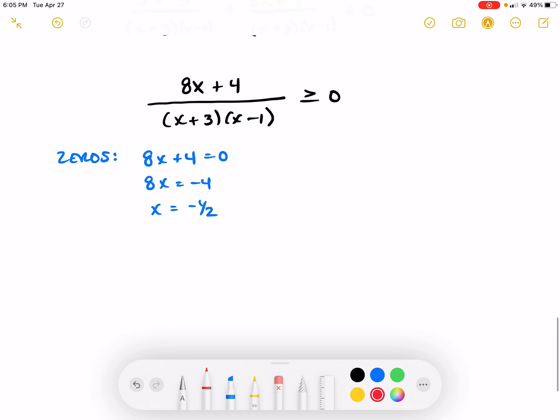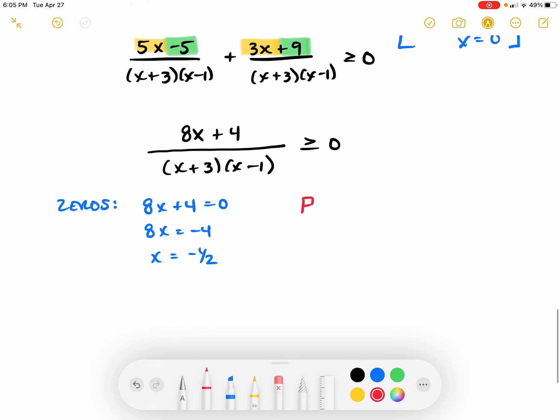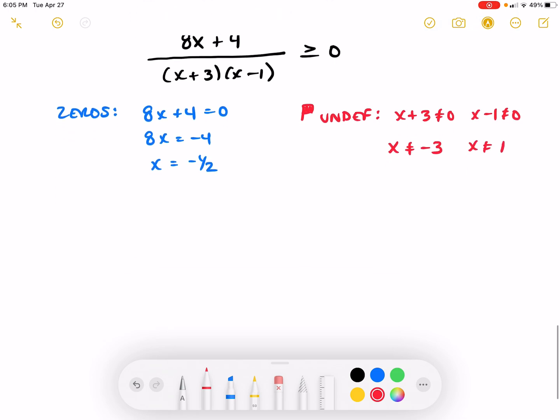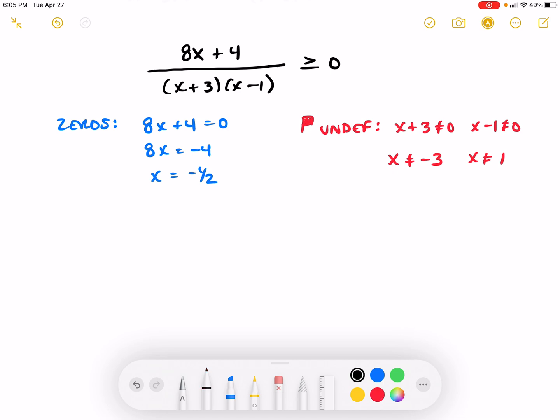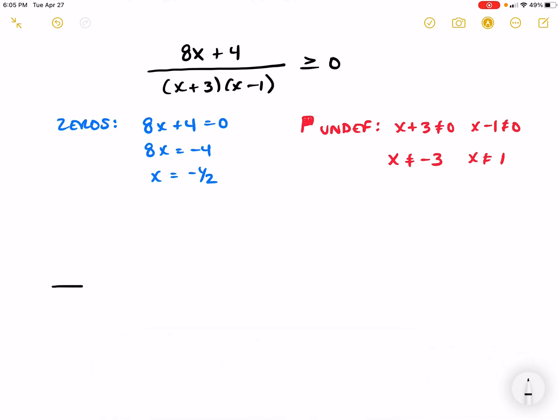And then we've got our undefined points. And our undefined points are going to be those red flags. X plus 3 can't equal 0, and x minus 1. So x cannot equal negative 3, and x cannot equal 1. So we take all of this, put it together, and we start building our sign chart. All right, so I see a negative 3 with an open circle because this is where the function is undefined.